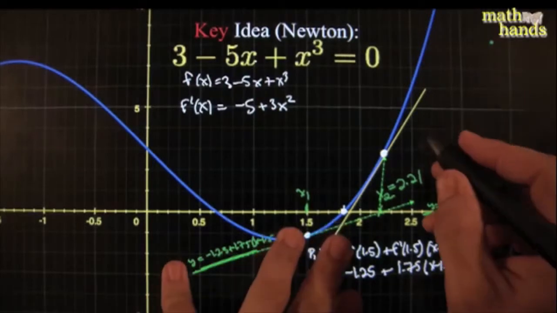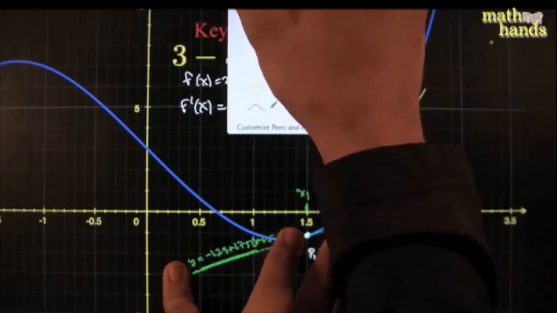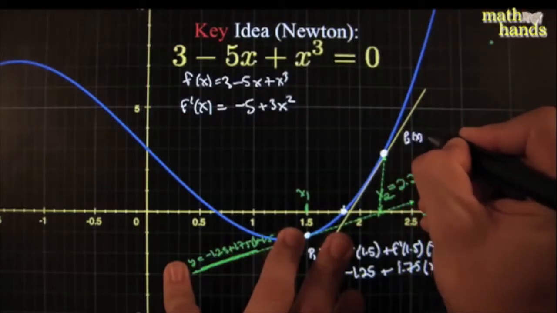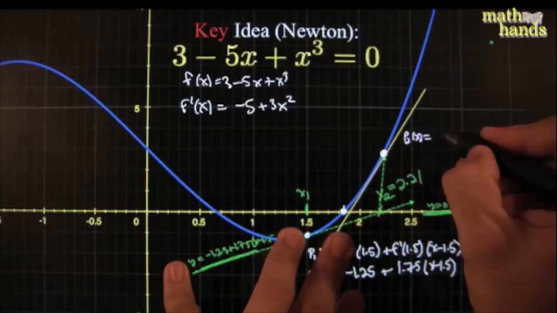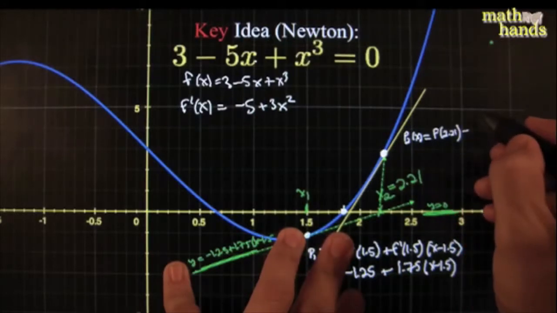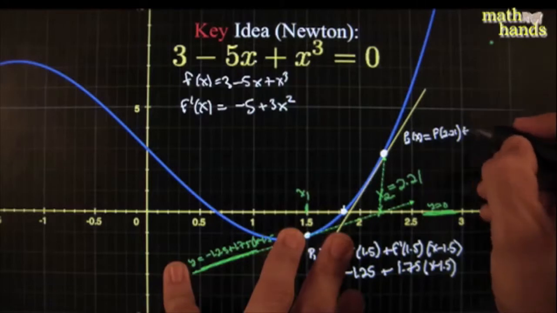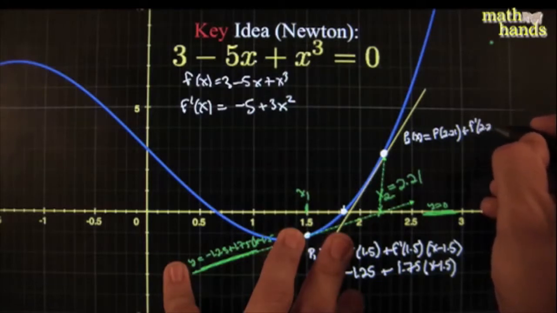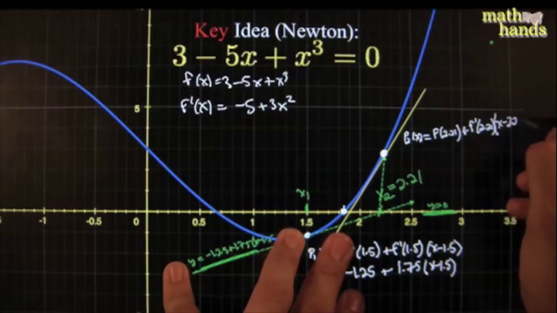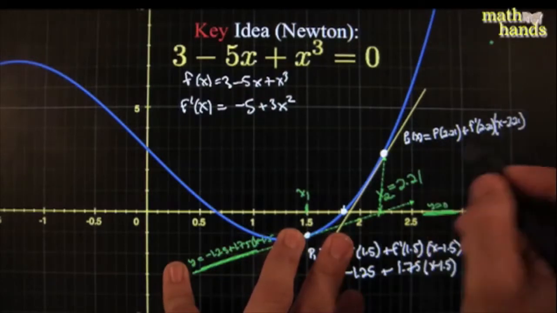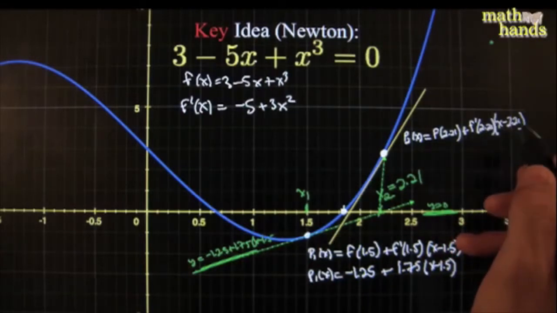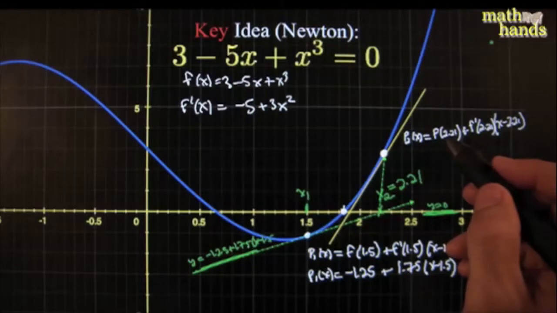Let's do it. Talk is cheap. So at this point, what would the equation be? Well, the same as it's always been. At that point, my second line would be equal to f of 2.21 plus f prime of 2.21 times x minus 2.21. Right? The same as it's always been. The equation of the tangent line is given by f at the point plus f prime at the point times x minus the point.